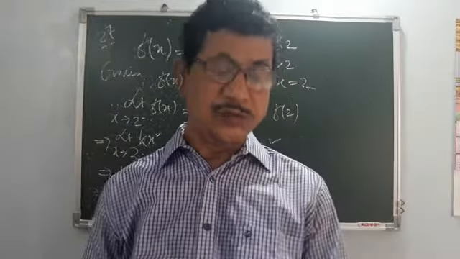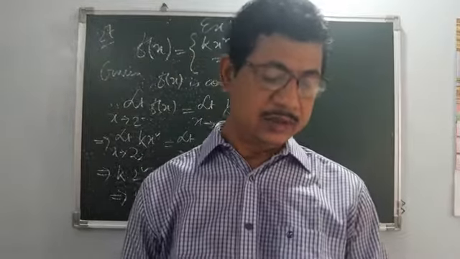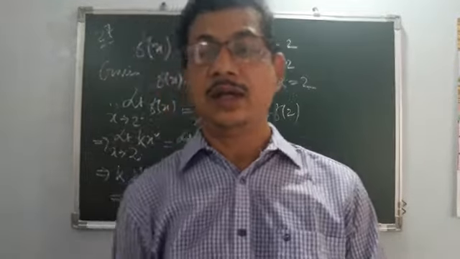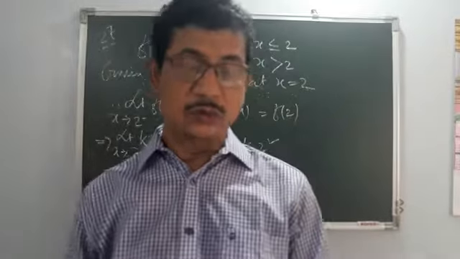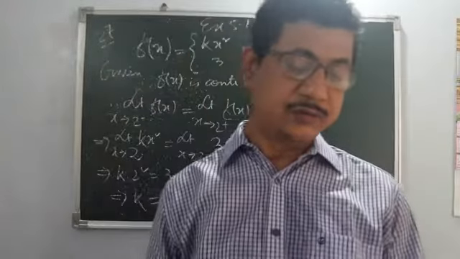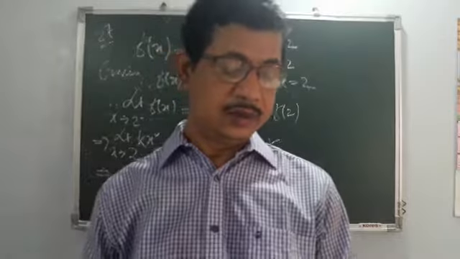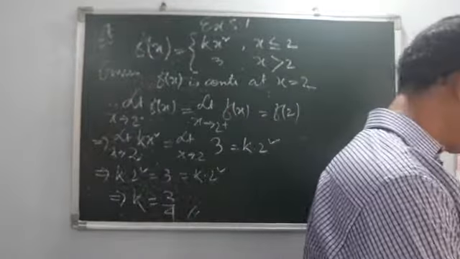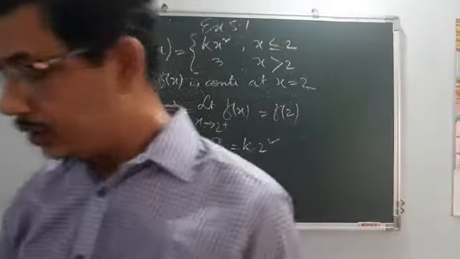28 is also similar to that. The function is defined by f(x) equal to kx + 1 if x is less than or equal to 180, and another value of f(x) is given, cos x, if x is greater than 180. And it is given that it is continuous at x equal to pi. So question number 28 we are going to do.